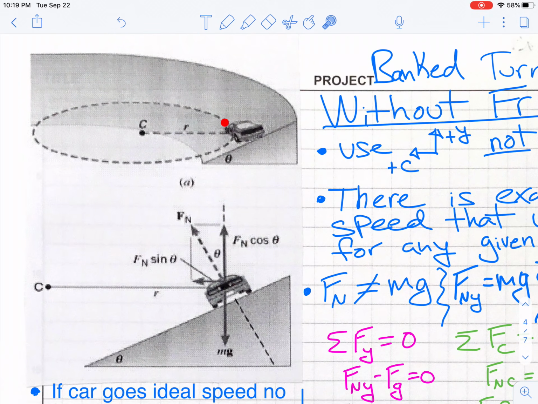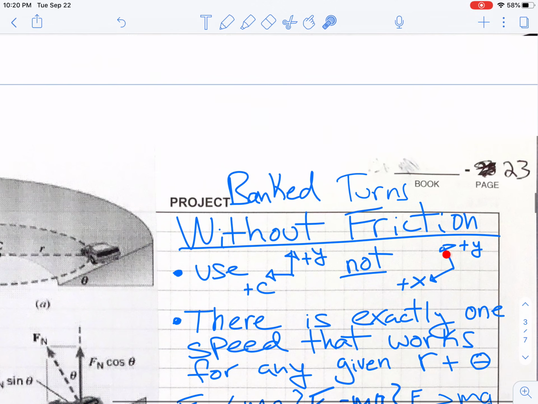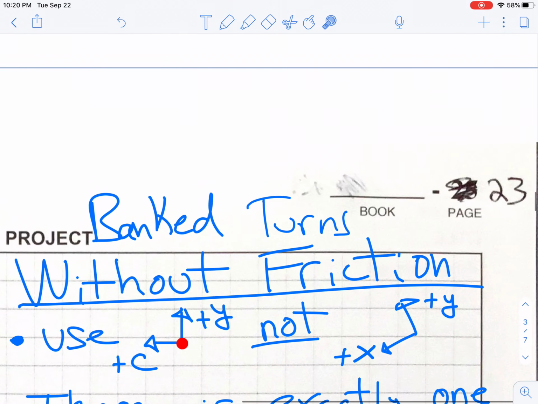We are going in a flat horizontal circle, and so the center of that circle is directly horizontally from the car. That means our coordinate system is not going to be tilted. It's going to be a vertical and centripetal system, not this tilted thing that we've used before. This is a very common point for people to make an error right at the beginning of this kind of problem.